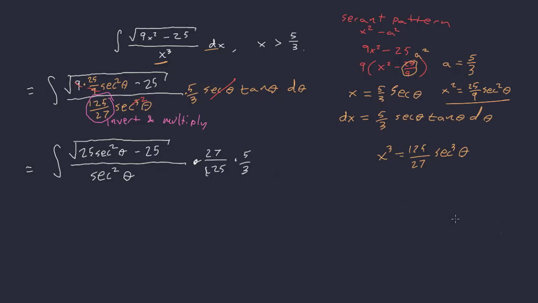Now hopefully it's easier to see that the 3 will cancel with the 27 and leave a 9, and the 5 will cancel with the 125 and leave a 25. Then here we're just left with a tan theta d theta. Let's simplify this a little more. Also here we're going to use our Pythagorean identity, and hopefully you've seen this enough times now to know that this just jumps to 25 tangent squared.